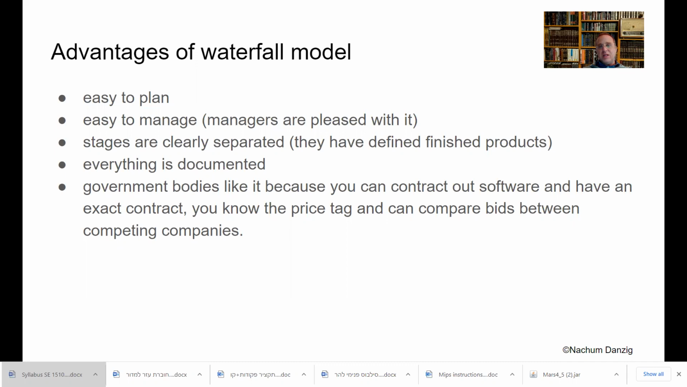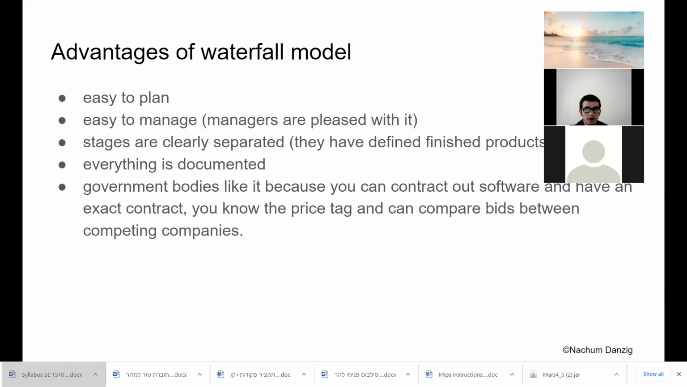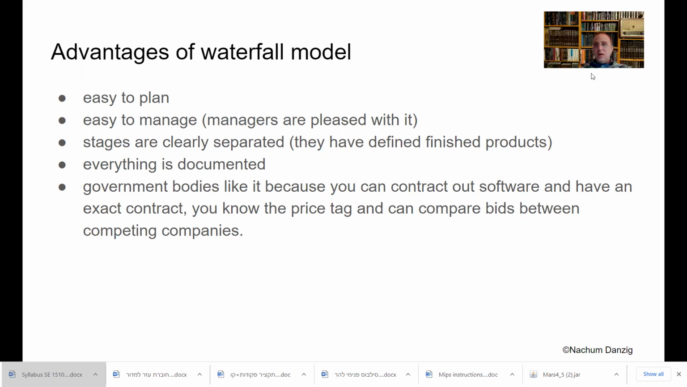Government bodies like this system because you can contract out software and have an exact contract. You know the price tag. You can compare bids between competing companies. If each company says, well, let me start, I don't know how long it's going to take me, I don't know how much it's going to cost, I can't actually work with a company that says that to me, because the laws of the country are that you have to have competing bids and you have to take the lowest bid. There are rules, and I can't have it if there's no actual number. So he has to have an exact plan and know exactly how long it's going to take him. And that's better for government bodies.